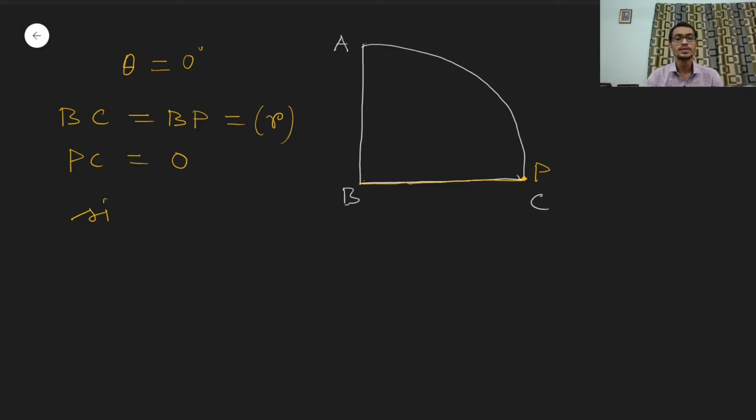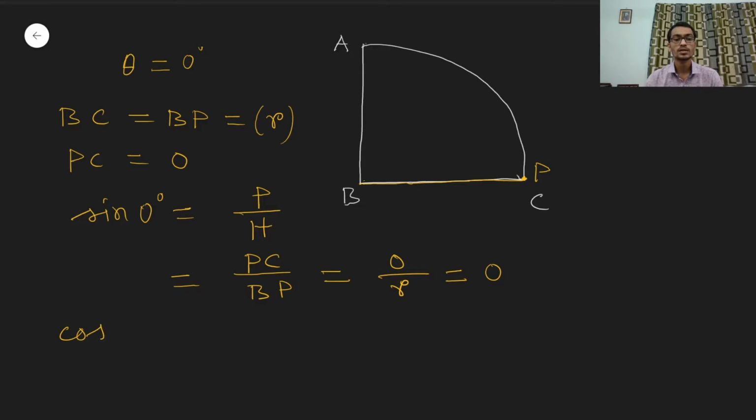So what we have, sine 0 degree is equal to perpendicular by hypotenuse. Here perpendicular is PC, and hypotenuse is BP, so it is 0 by R, that is equal to 0. So we have sine 0 degree equal to 0. Similarly, cos 0 degree is equal to base by hypotenuse. Here the base is BC and hypotenuse is BP, but both are of length R unit. So R by R is equal to 1. So we get cos 0 degree equal to 1.